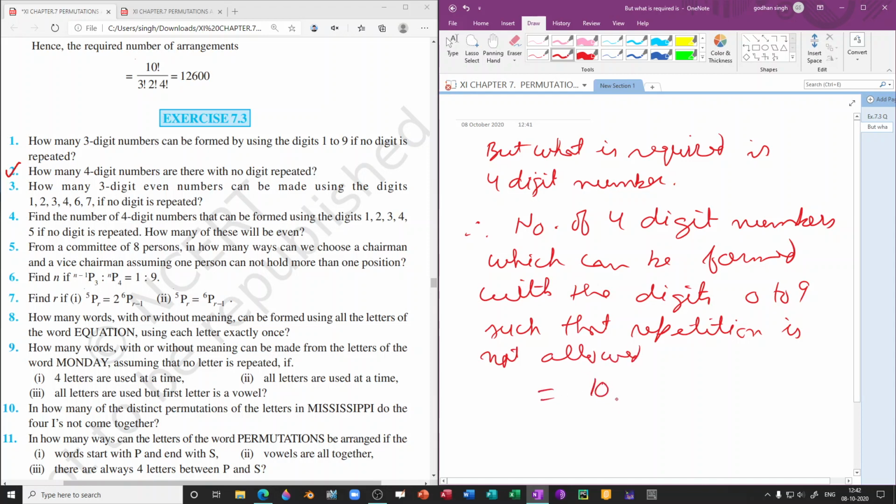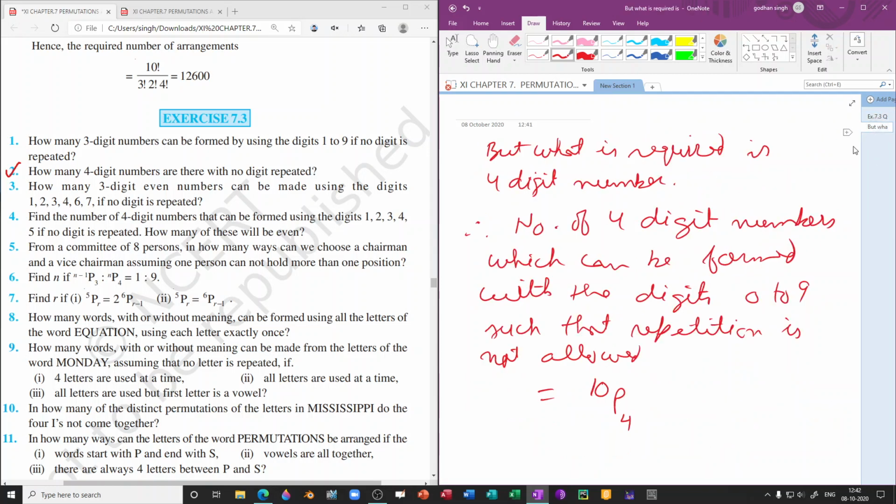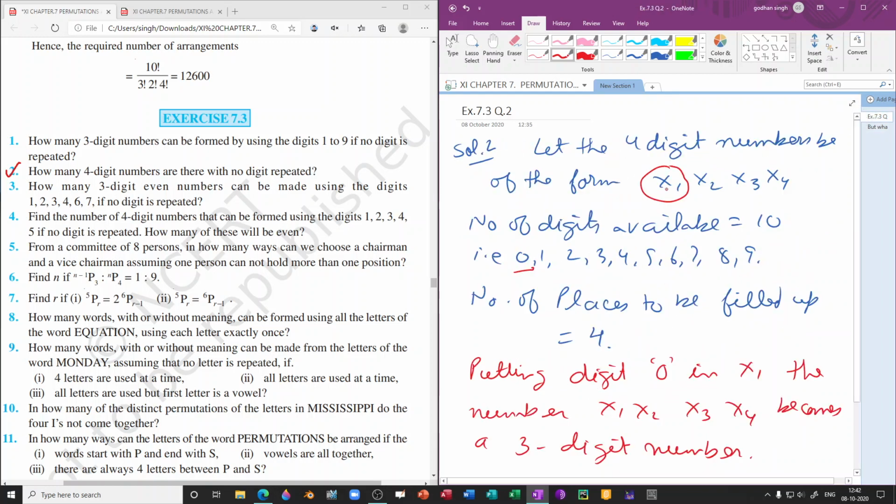which is, if you take 10P4, what is 10P4? 10P4 stands for filling up all the places, here x1, x2, x3, x4. There are 4 places to be filled up, and the number of items available to fill them is 10. So we get 10P4. But we have already discussed that if we fill x1 with 0, it will become a 3-digit number. So we'll remove all those numbers.